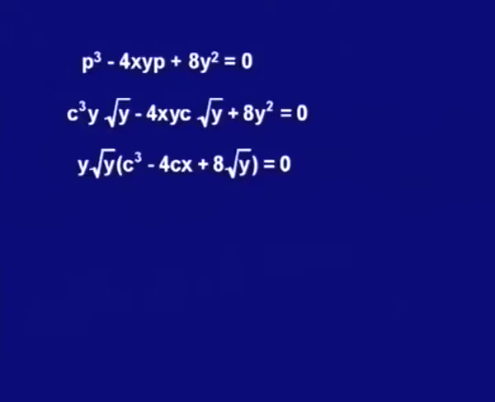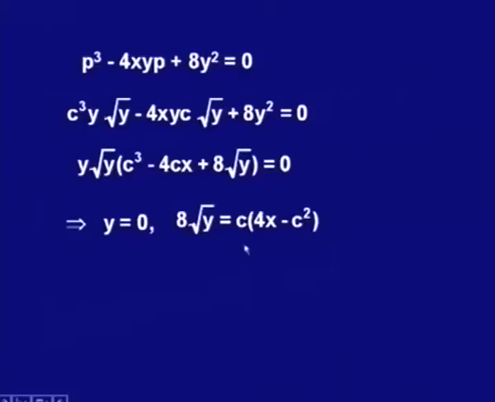Now, we have got two factors, one factor y root y, another factor is this equation. From the first factor we are getting y is equal to 0, but this cannot be a solution because y is equal to 0 is a solution in which we are not interested. So, we will take the second factor. The second factor is giving us 8 root y is equal to c times 4x minus c square.